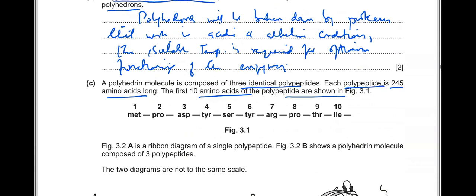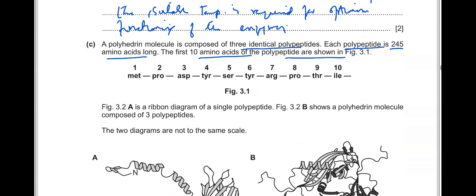Now, question number 3, part C. A polyhedron molecule is composed of three identical polypeptides. Each polypeptide is 245 amino acids long. So these are three identical polypeptides. The first 10 amino acids of the polypeptide are shown in figure 3.1.